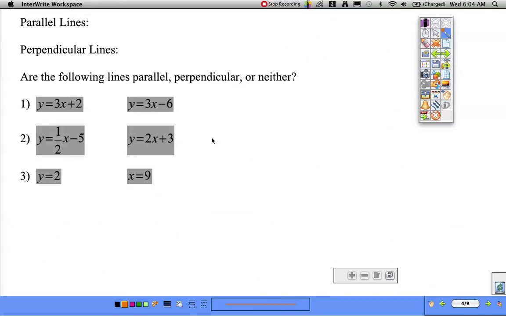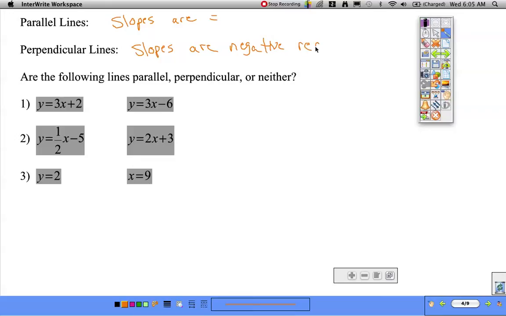On to the parallel and perpendicular part. Again, I feel like this is a review, so I'm going to go through this kind of fast. Parallel lines, we know that the slopes are equal. Perpendicular lines, the slopes are negative reciprocals of each other.